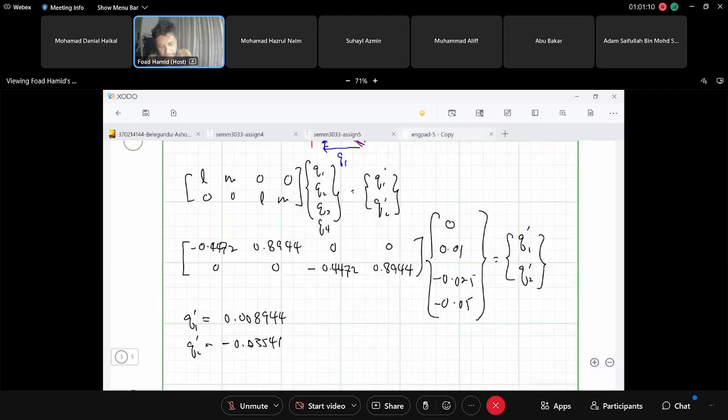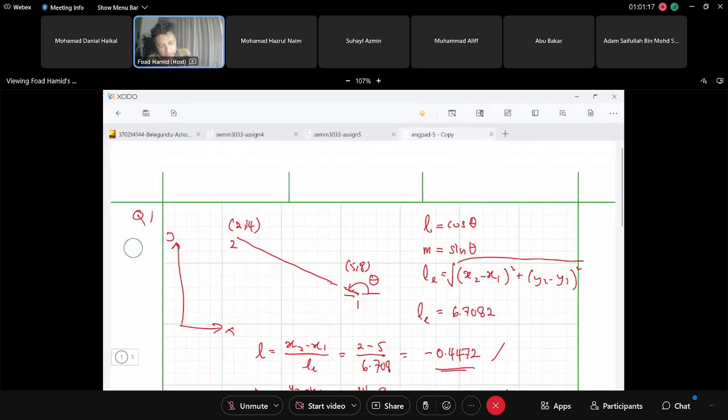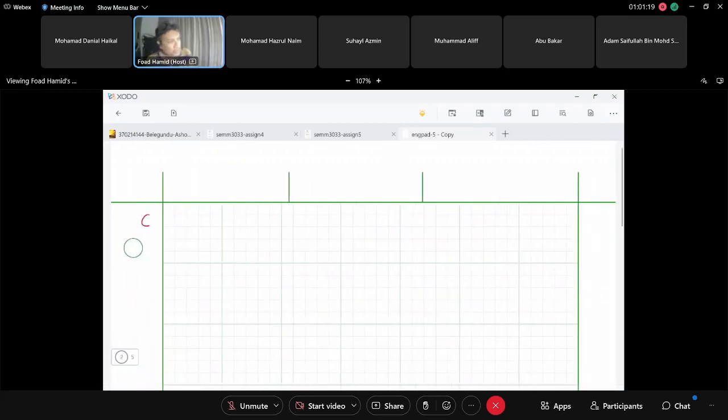So now let's look at question number 2. This is question number 1, and we are done with question number 1. Question number 2 asks us to draw the finite element model. So we have this kind of element. Let me draw it a little bit huge so everyone can see.